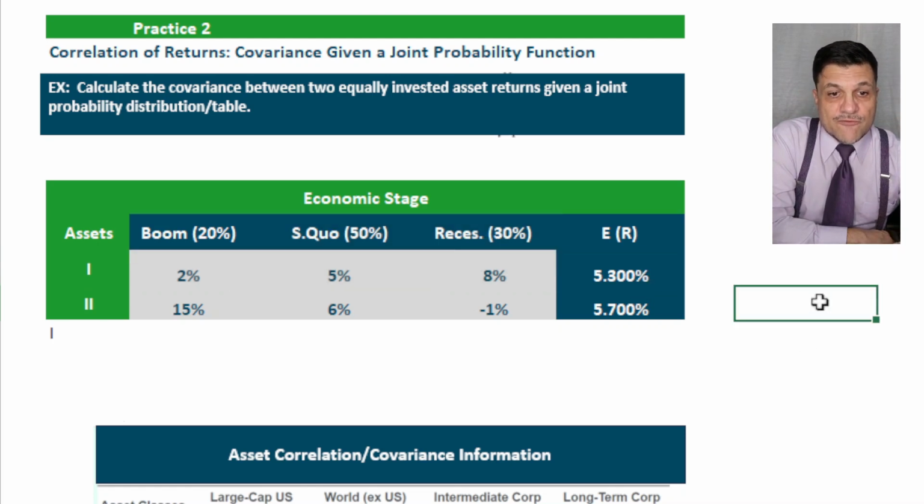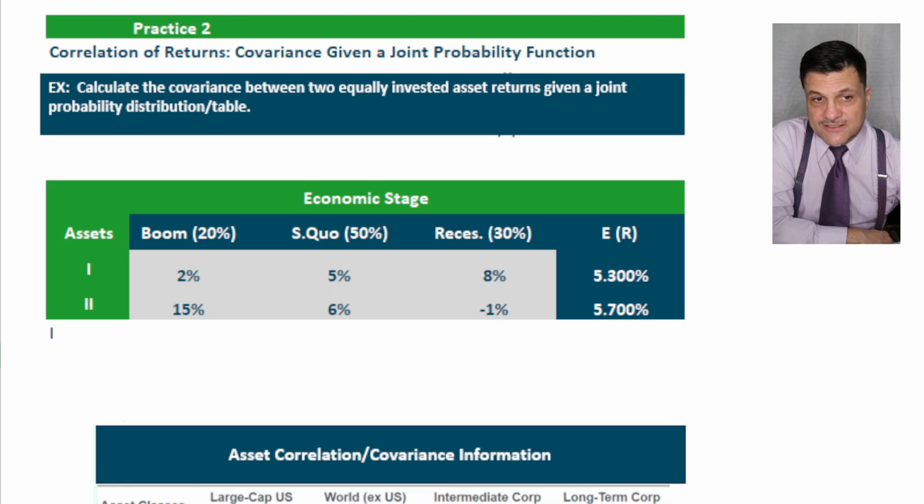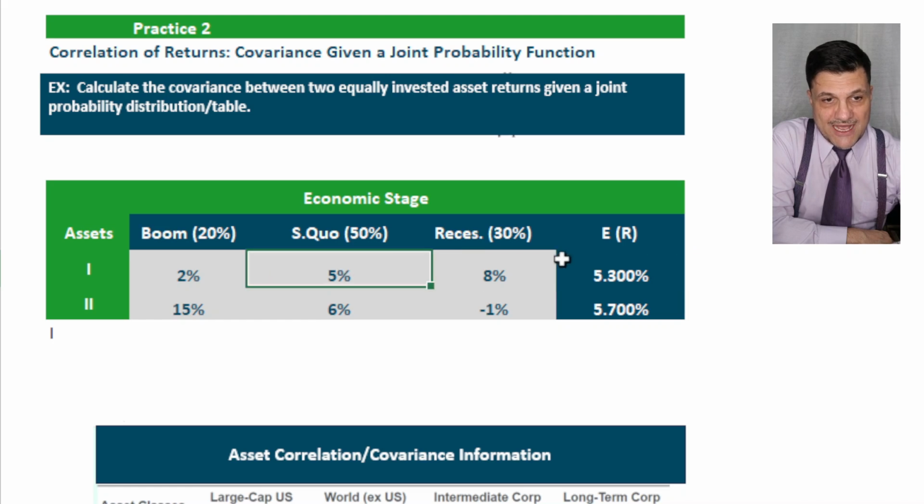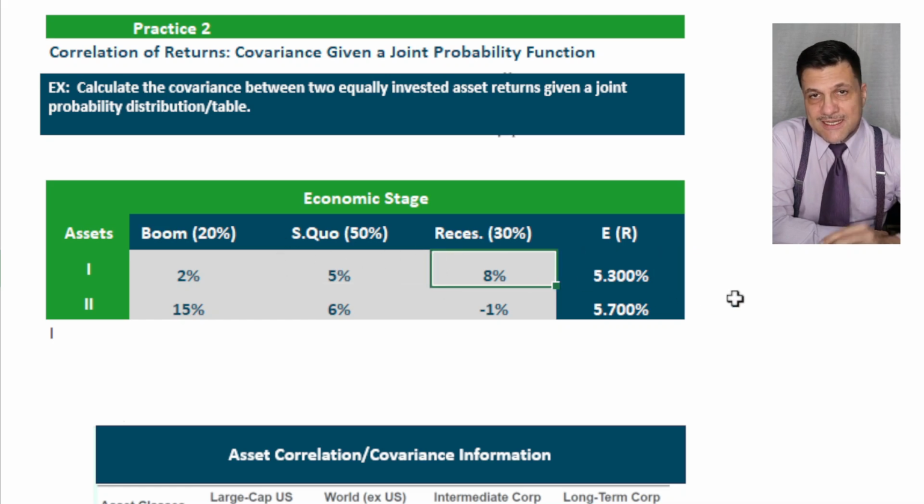That's what you're doing here. All right. From that, I can get the deviations. Look, I have a deviation right here. I expect 5.3 and I got 2. I expect 5.3, I got 5. And I expect 5.3, I got 8. I have a deviation on each one of those. Each one of those deviations is going to be the X, or the asset 1 deviations.